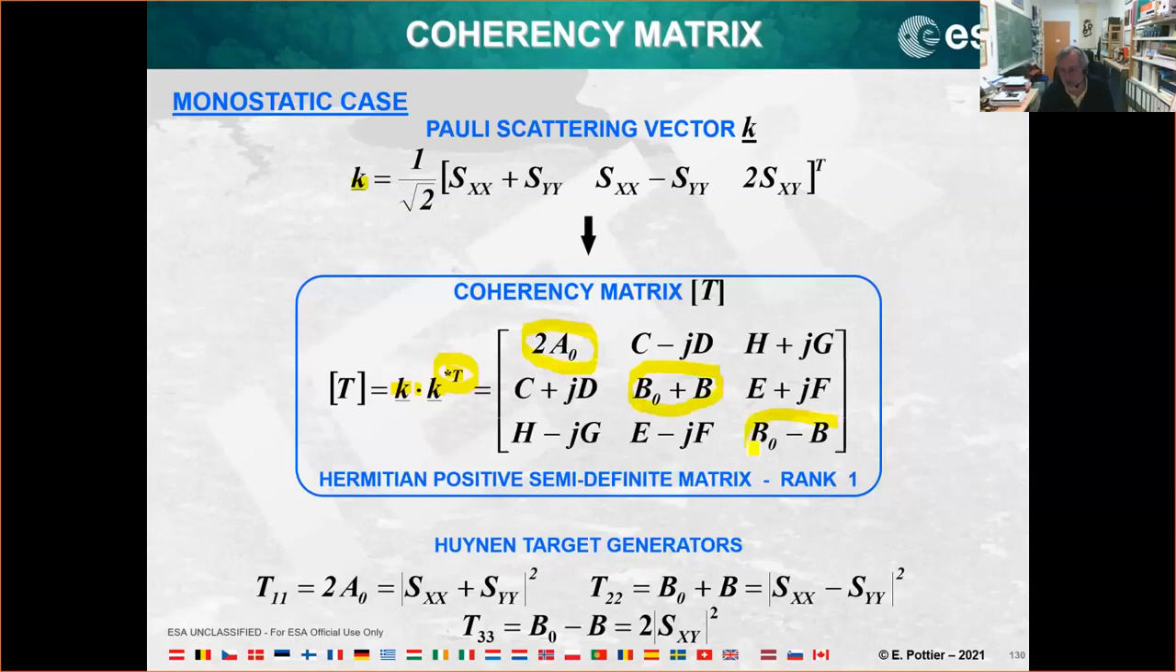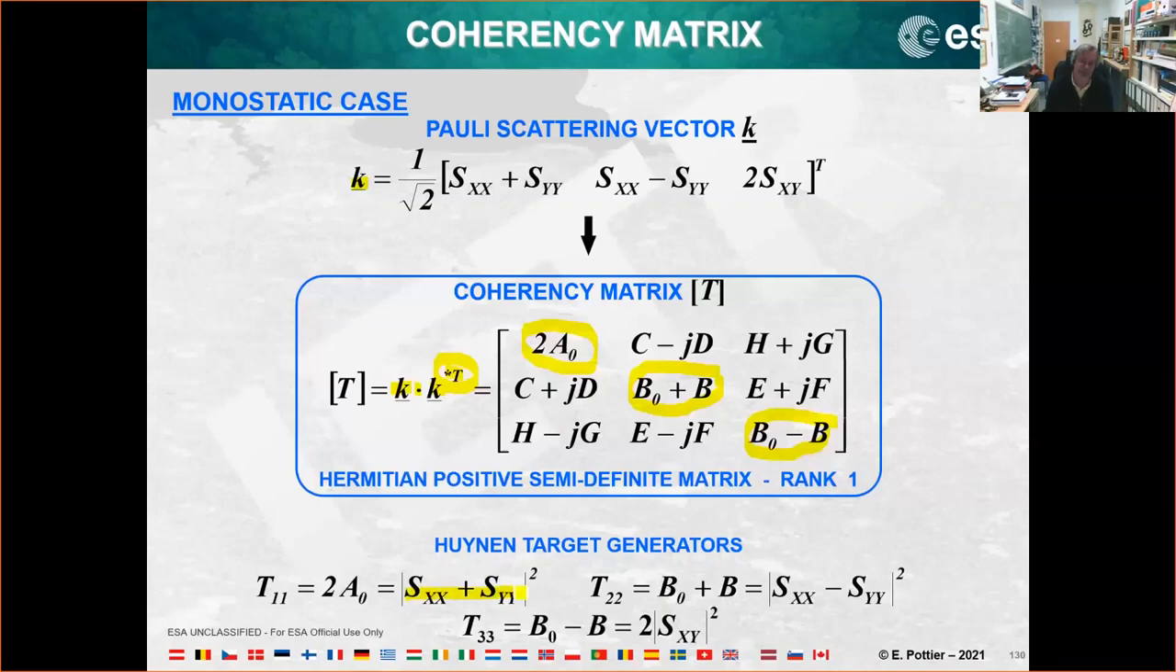These three elements, T11, T22, and T33, are what we call Huynen target generators. And these three elements, in fact, have a physical interpretation I have already introduced to you before. The first, T11 element, corresponds to HH plus VV.